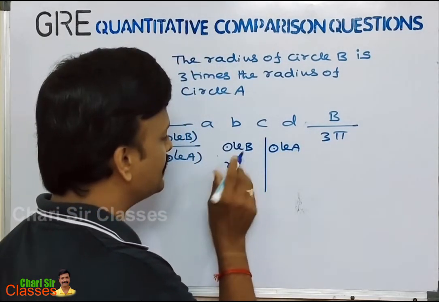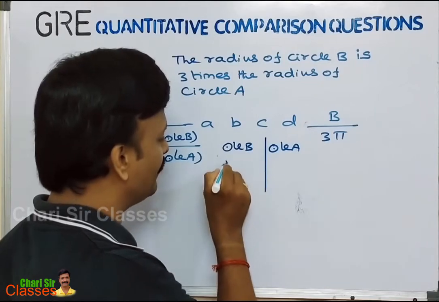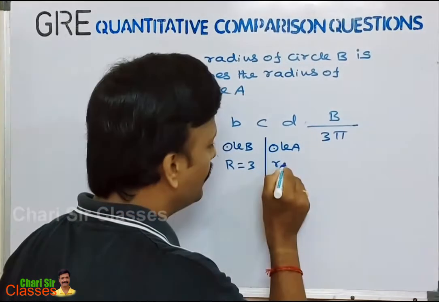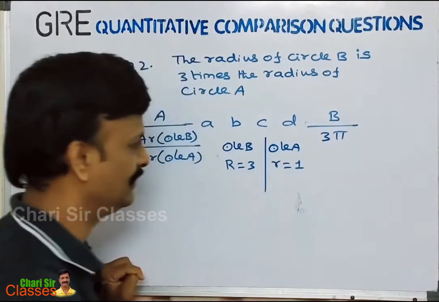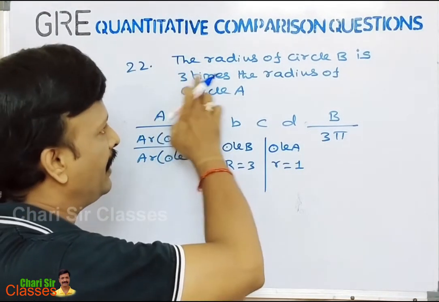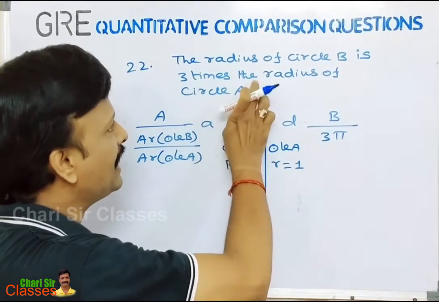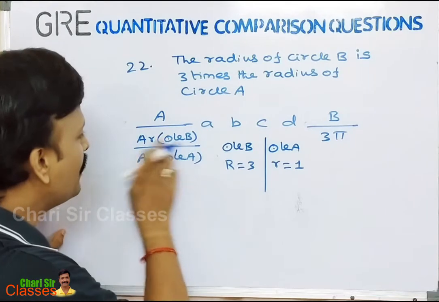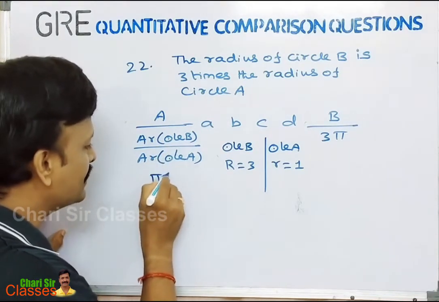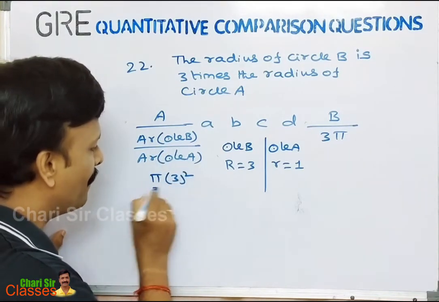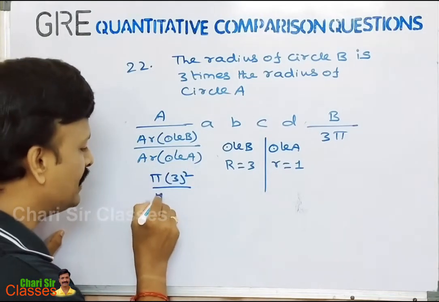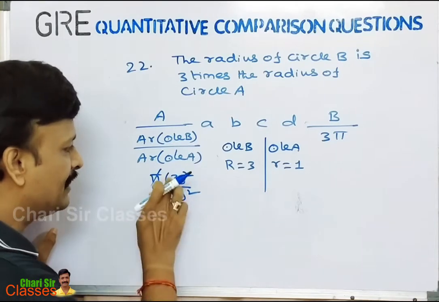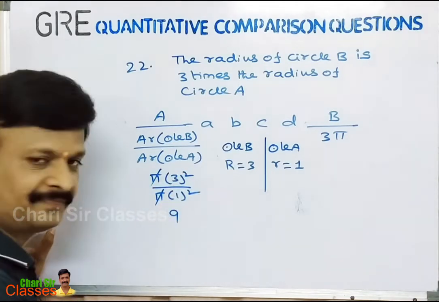Circle B radius, if I take 3 times, it is given capital R is equal to 3, and small r, this value will be 1. Therefore we can say that the radius of circle B is 3 times the radius of circle A, 1 and 3 times. Now area of circle B, that is pi R square, that is pi into 3 square, by pi r square, that is pi into 1 whole square. You can cancel pi and pi. 3 square is 9, 9 by 1 is 9.